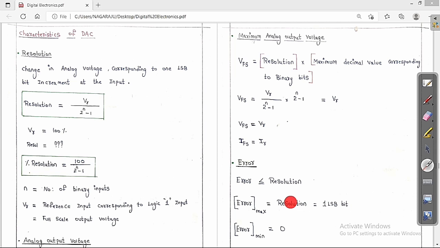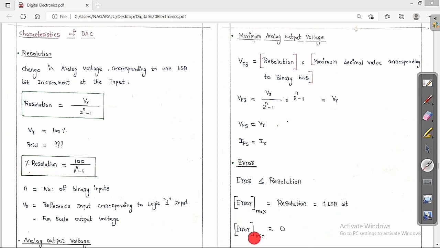The resolution means, as I have already told you, whenever there is a 1 LSB bit increment at the input, the change in analog voltage is called the resolution. So the resolution is nothing but 1 LSB bit increment.